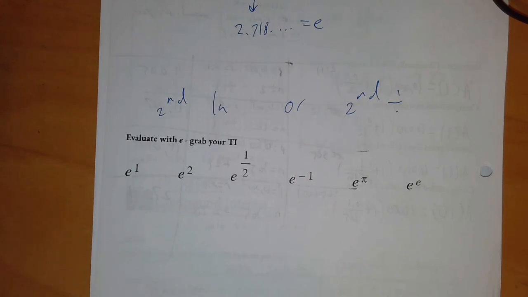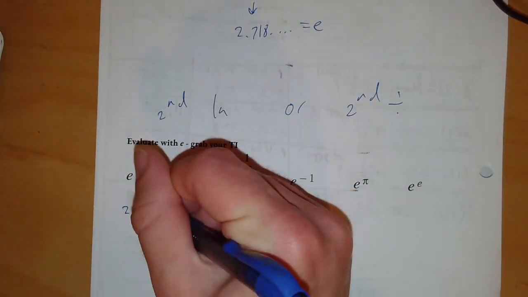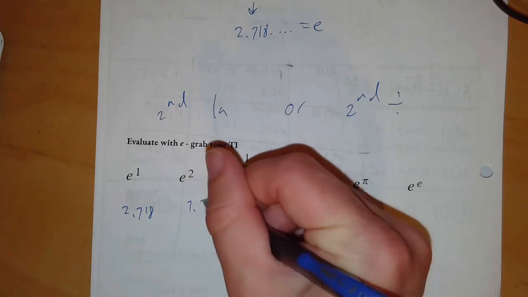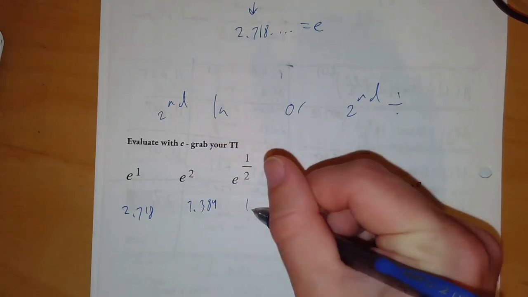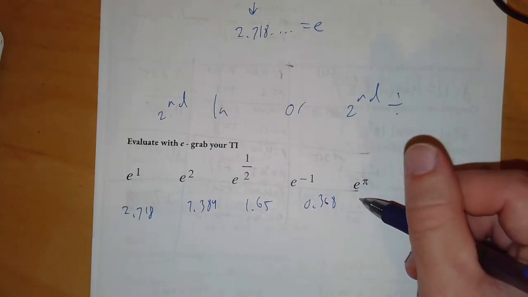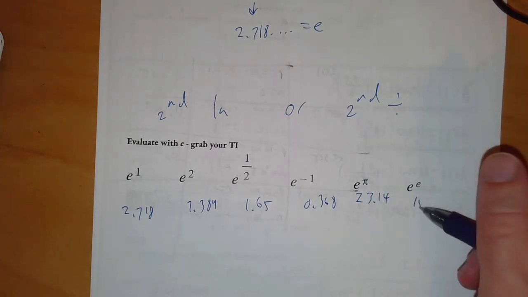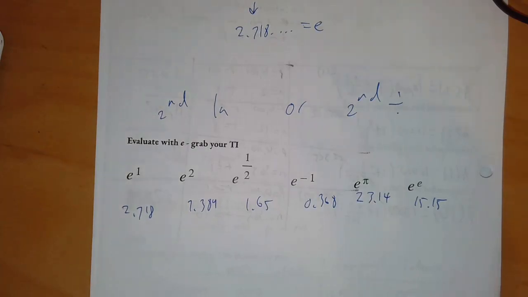Please evaluate these expressions. Okay. I'll play the video. You can check your answers with me. You should get 2.718. You should get 7.389, 1.65, 0.368, 23.14, and 15.15. Okay. All right. So that's just using e in the calculator.